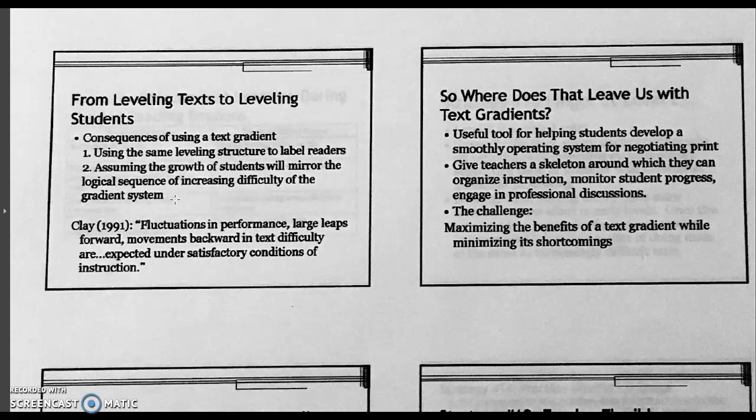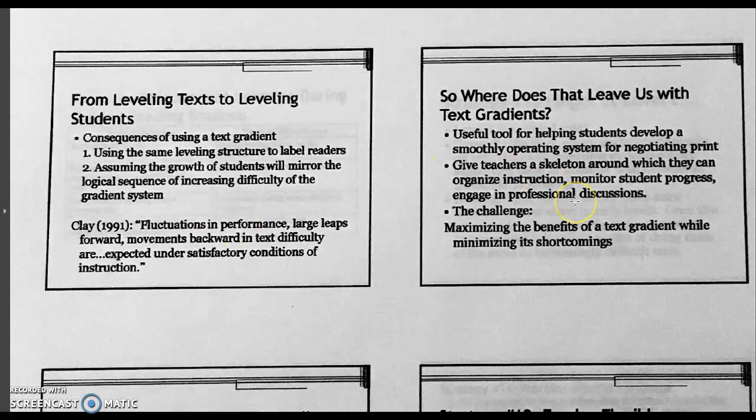Clay in 1991 said, "Fluctuations in performance, large leaps forward, movements backward in text difficulty are expected under satisfactory conditions of instruction." Movement backward in text difficulty can be a really hard thing for teachers to handle. They think that it means the kid is not moving forward or progressing or growing in their reading, when in actuality, kids will go backwards all the time, because those levels are not, I just always call them, discrete. They're not specific to just that level. There can be some fluctuation.